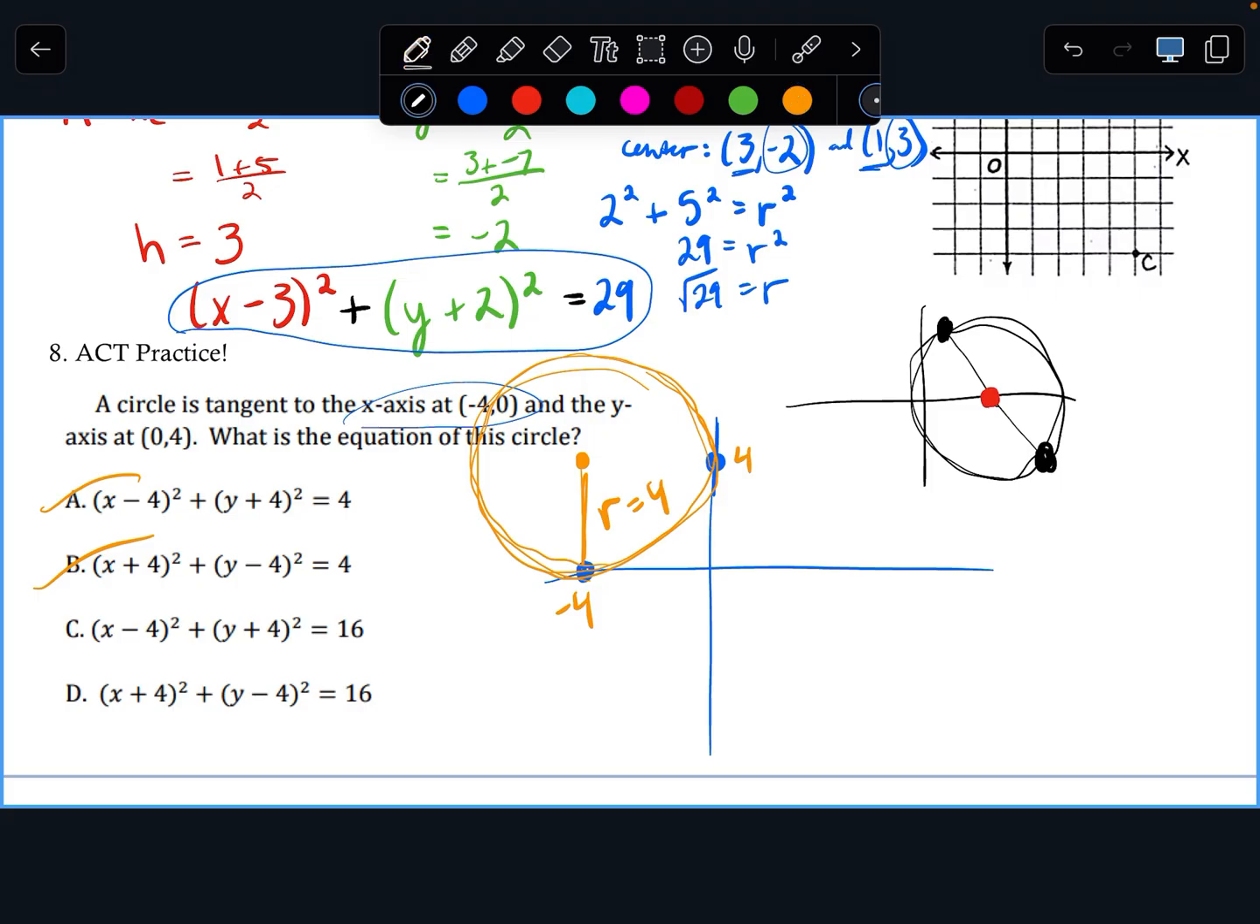Now I just have to figure out the center. It would be negative 4, 4. So is it C or D? D. Okay.